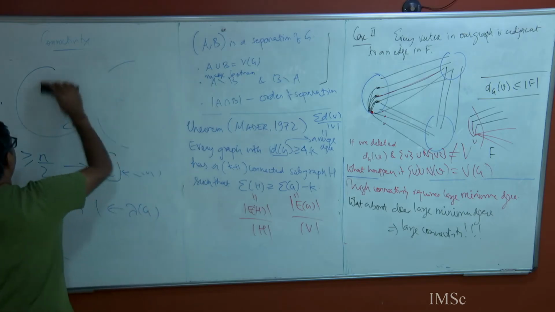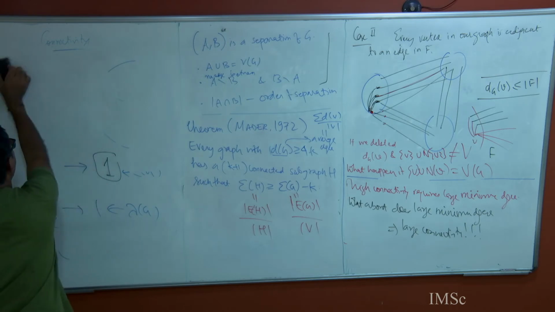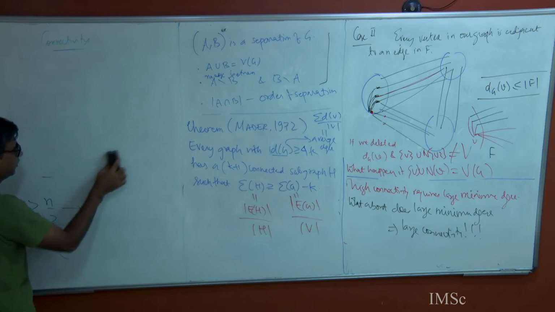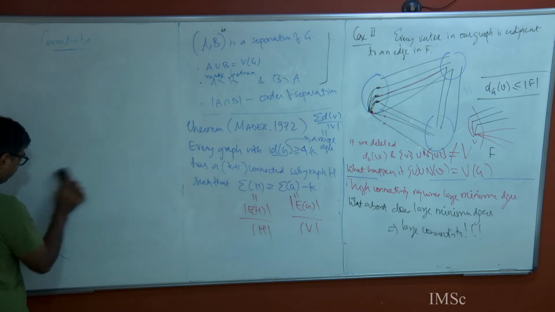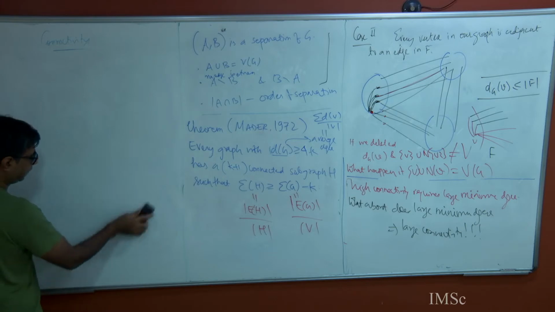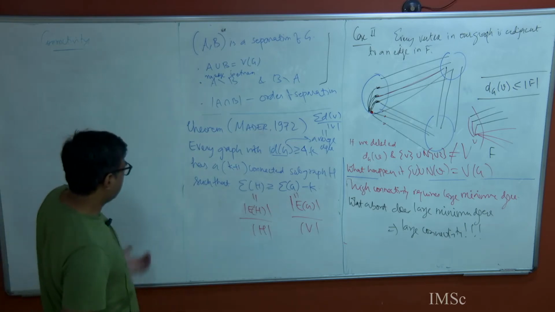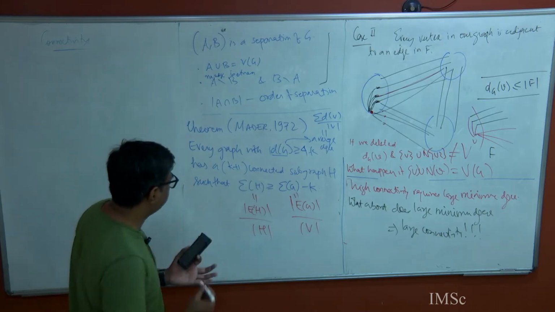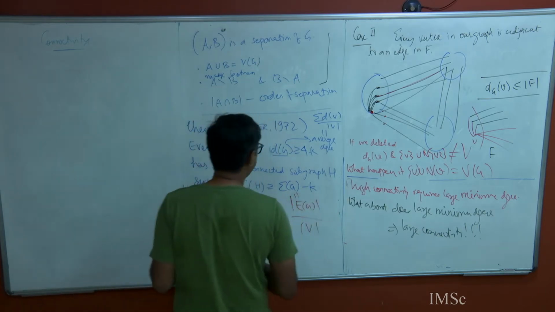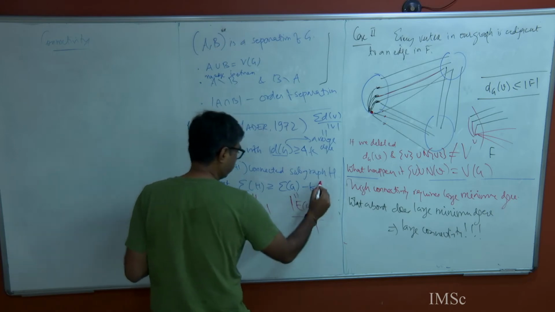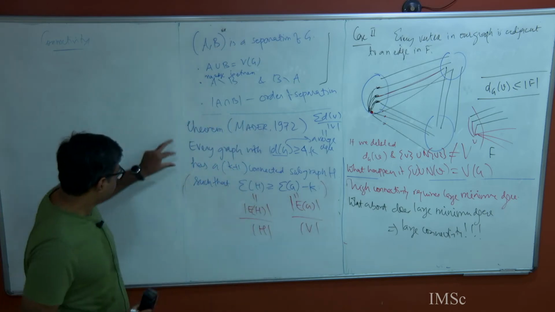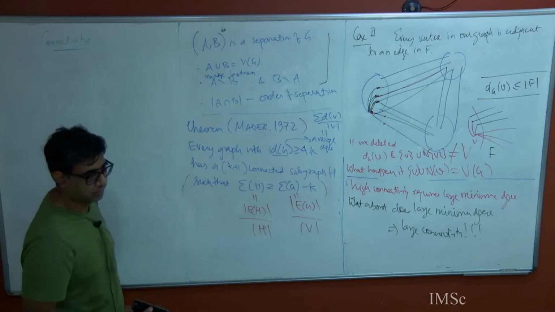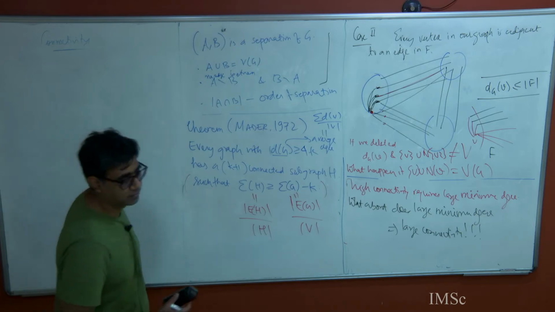Today I want to have a slightly exploratory class. So what do we want to show? We want to show that if a graph has high minimum degree, then it does contain a k+1 connected subgraph. This is the ideal thing. The rest are coming as some sort of hint in some sense.